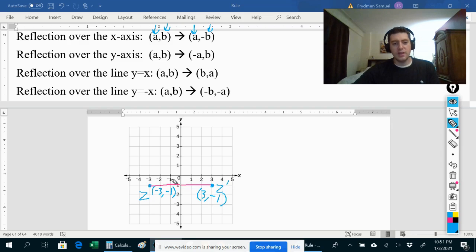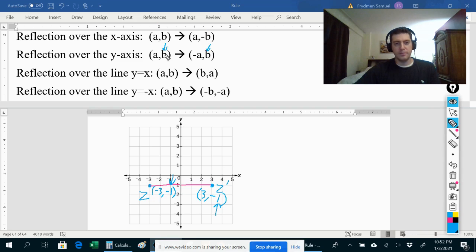So here you can see that the y-coordinate has remained the same. The y-coordinate of the original point z was negative 1. The y-coordinate of the image, z prime, is also negative 1. So that's why I wrote over here, whatever the y-coordinate is doesn't change. It stays b.